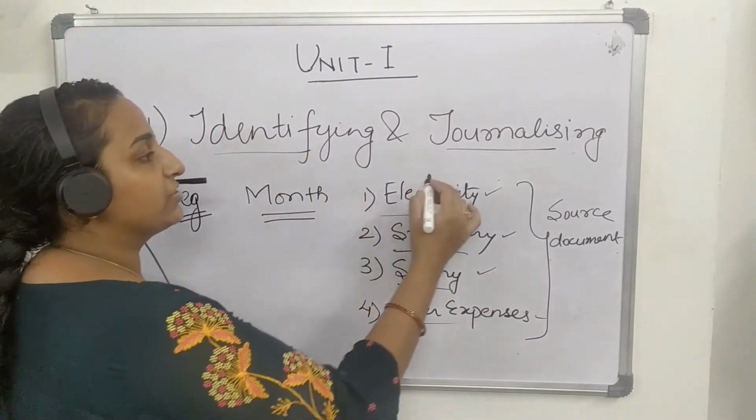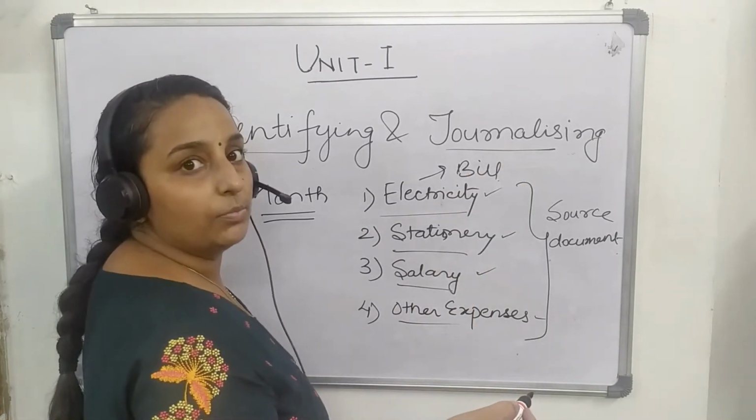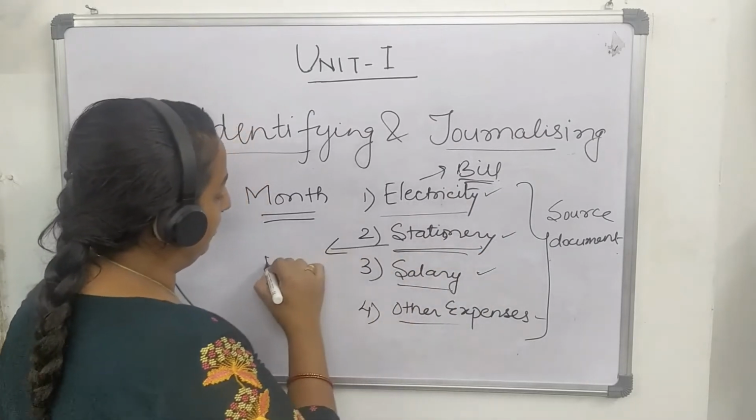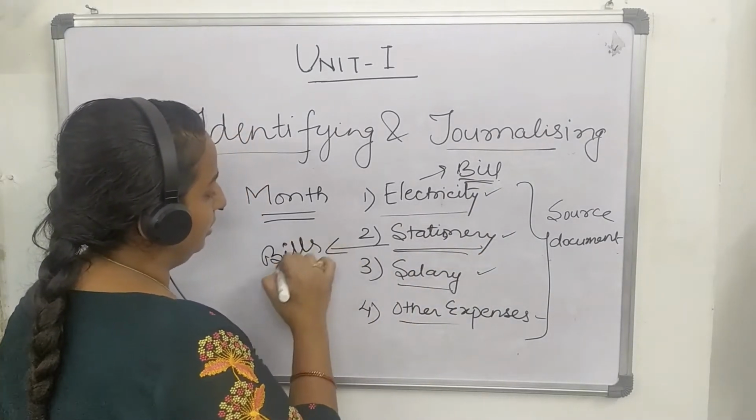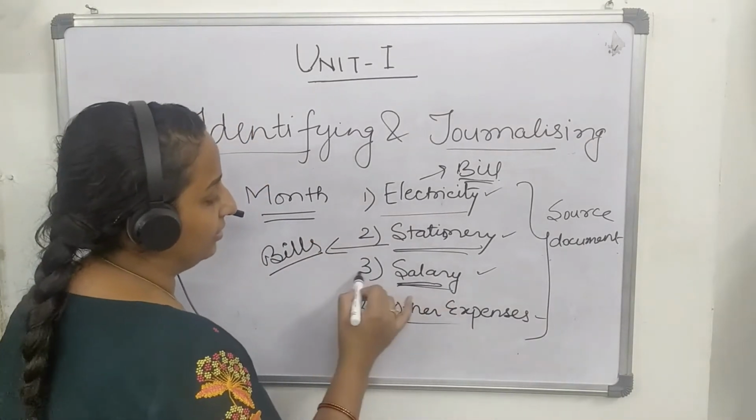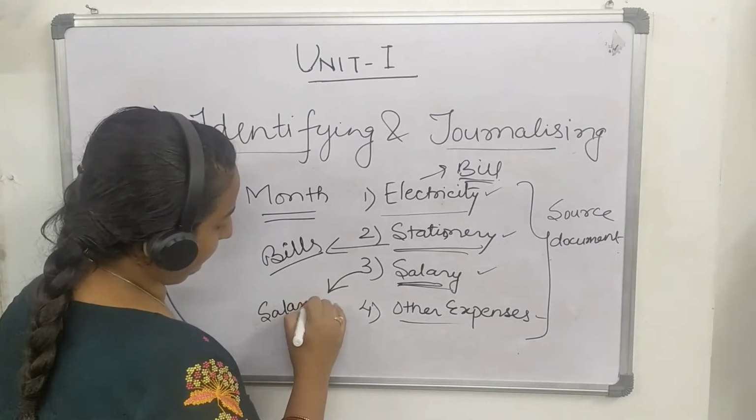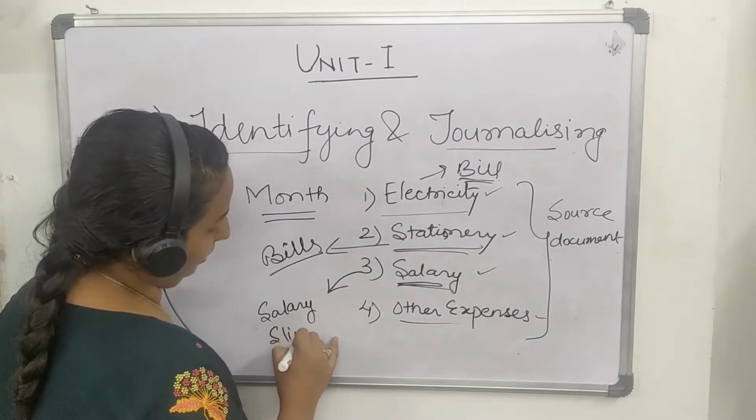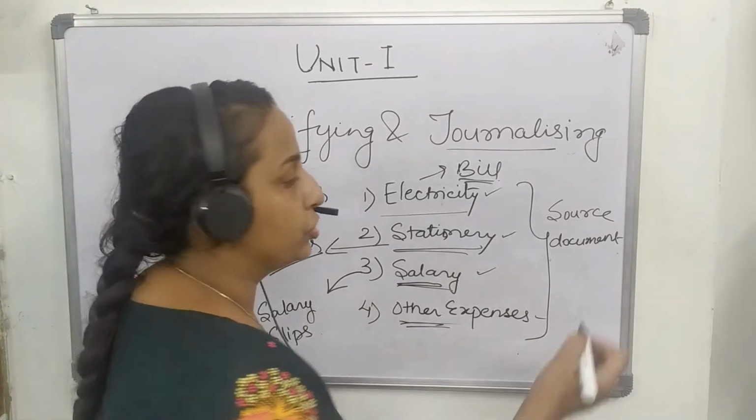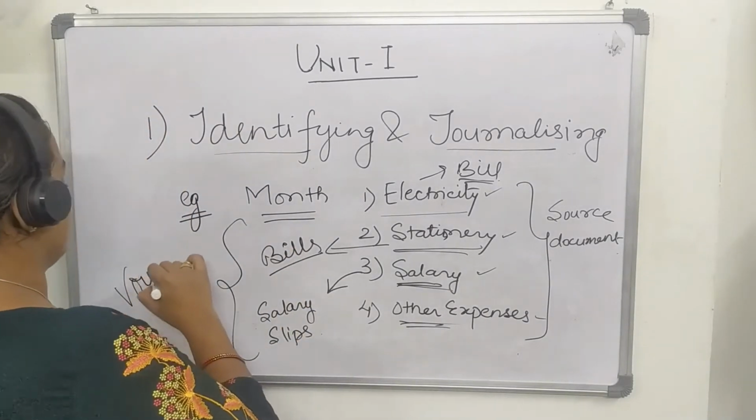In the case of electricity, we will have a bill issued by the Electricity Board. For stationery, we will have bills from shops that something has been purchased. For salary, we have salary slips. And similarly, other expenses also have certain source documents. These are also called vouchers.